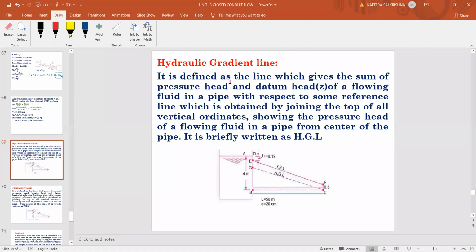Okay, so now we will see the definition, how to define. So it is defined as a line which gives the sum of pressure head and datum head of the flowing fluid in a pipe with respect to some reference. So that some reference we are taking as the center of the pipe for this problem. If you see for this diagram, that reference is taken as the center of the pipe. So from several reference lines, which is obtained by joining the top of all vertical ordinates, showing the pressure head of the flowing fluid in the pipe from the center of the line.